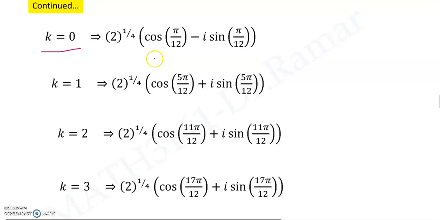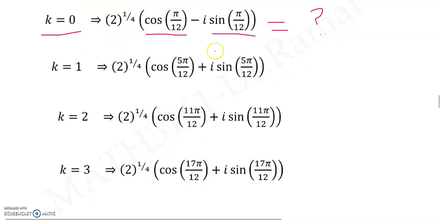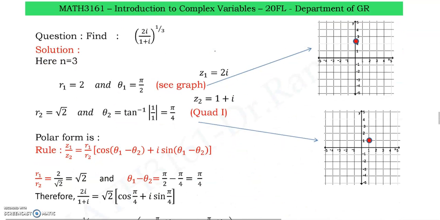If you want to simplify, you can find the value of this in the calculator using radian mode. Similarly, you can find the value of this in the calculator using radian mode. Then you can write the simplified form of the number. Okay, that's it. Now let's take another question.